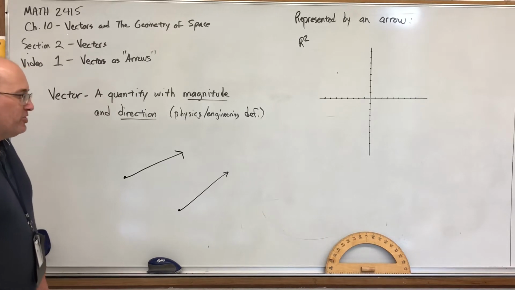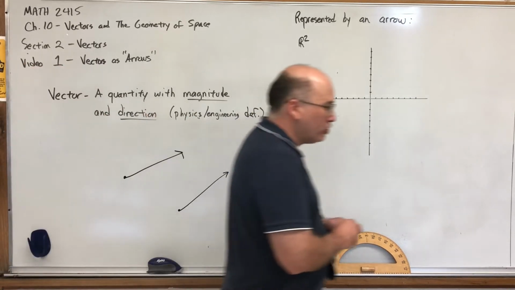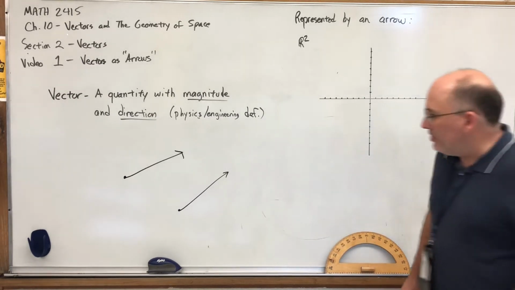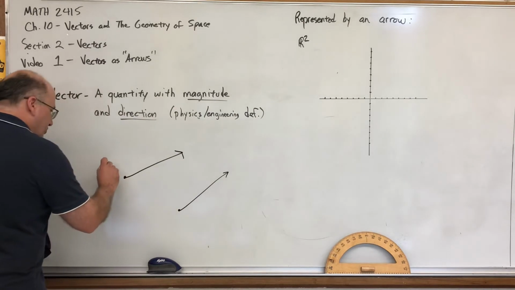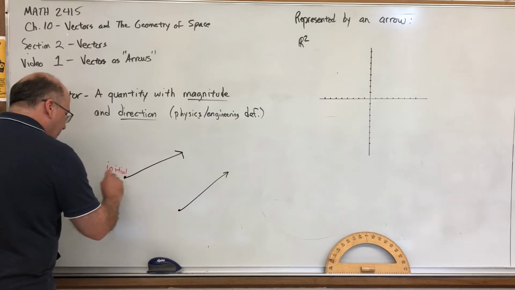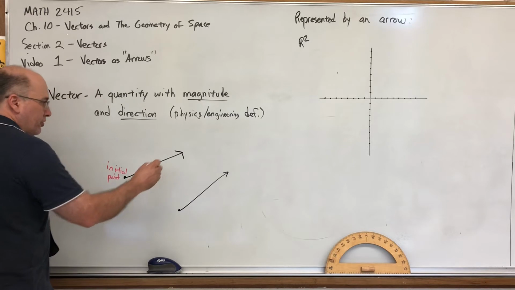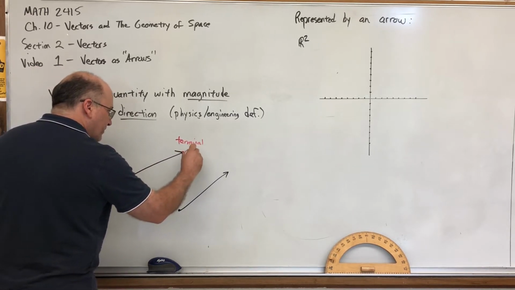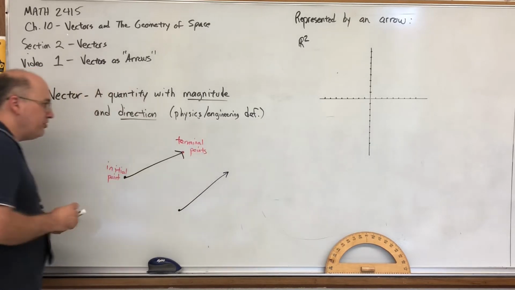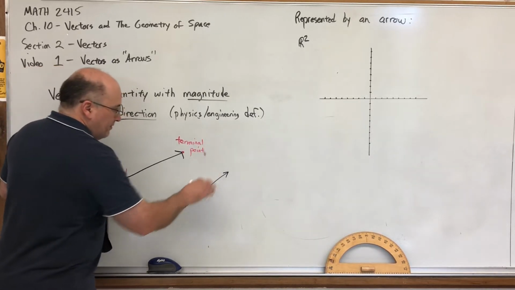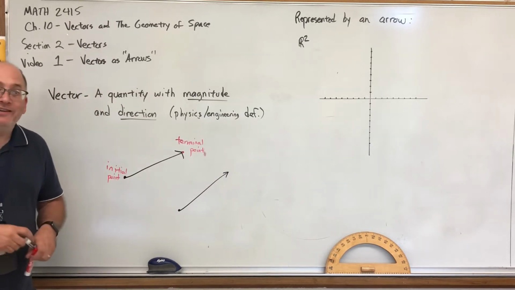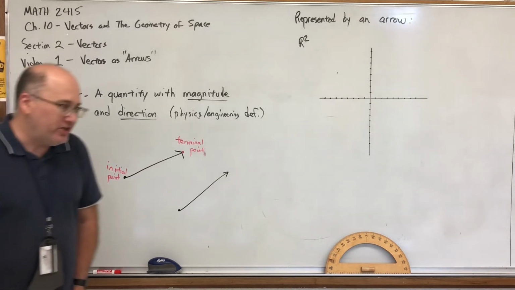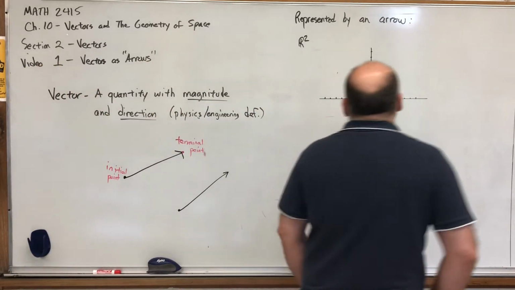When you have a vector represented as an arrow, it has what's called an initial point and a terminal point. The initial point is the point from which the arrow initiates. So this would be our initial point. And the terminal point is the point at which the vector arrow terminates or ends. So we could define a vector by identifying an initial point and a terminal point. I almost said uniquely, but that's not the case, as we'll see here in a moment.